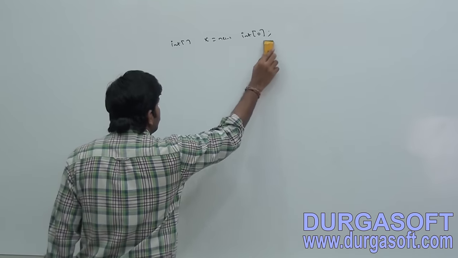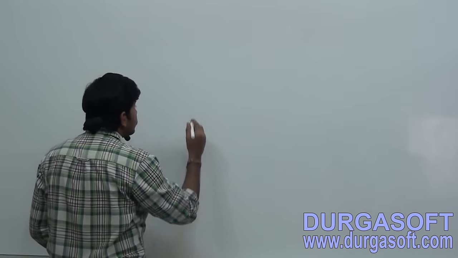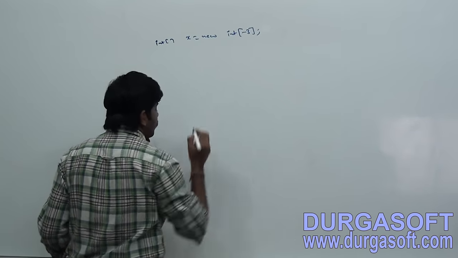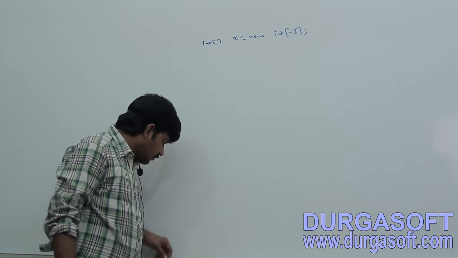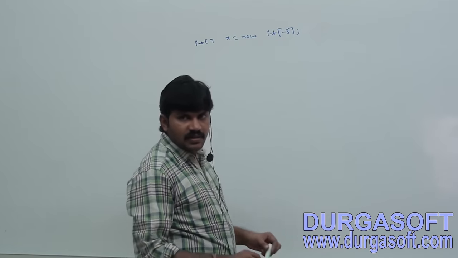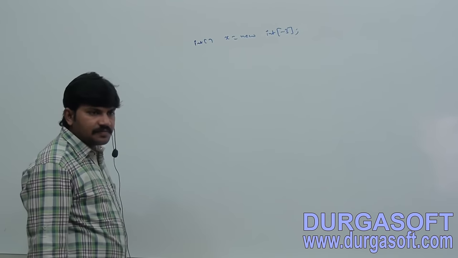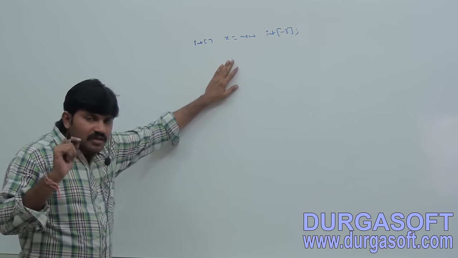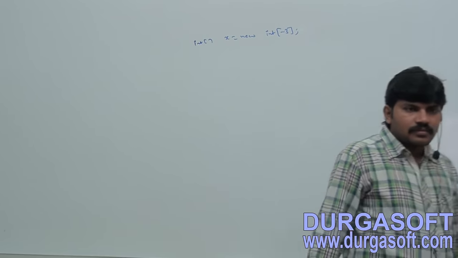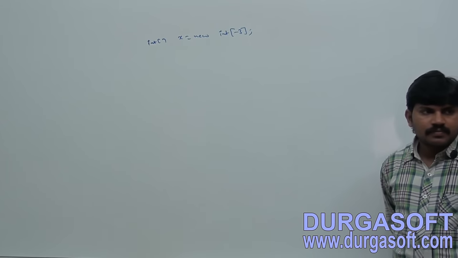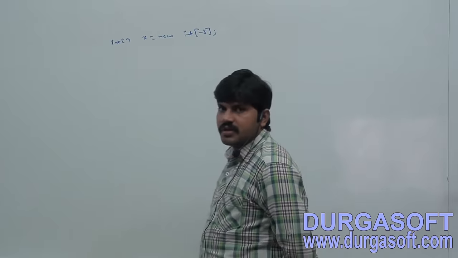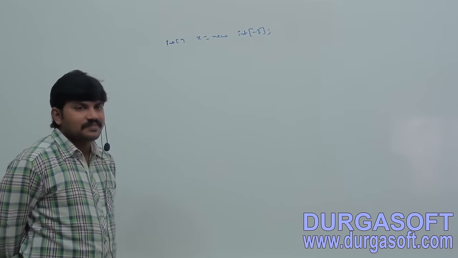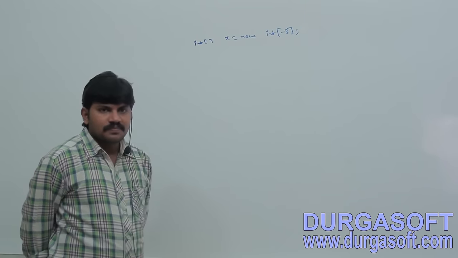Next one. Here, can you tell is it valid or invalid? Sir, I'm taking int[] x = new int[-3]; Valid or invalid? Invalid. What is the reason? What compile time error are we going to get? Negative. It's not an index, it's the size, right?